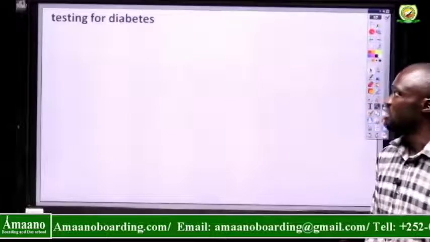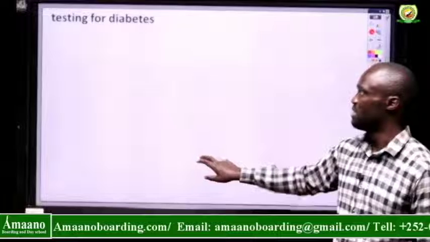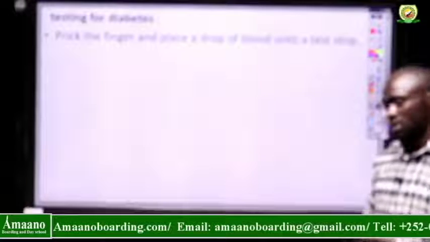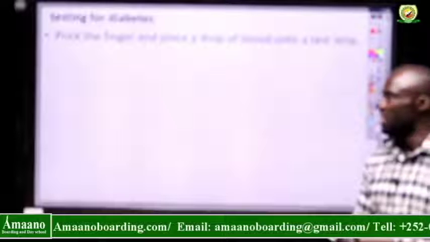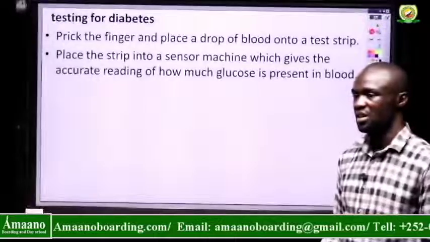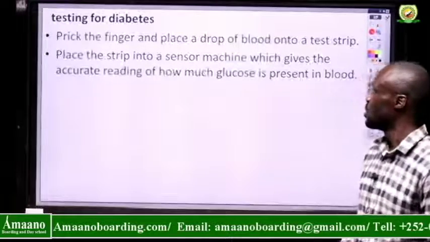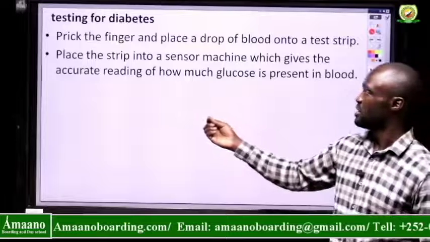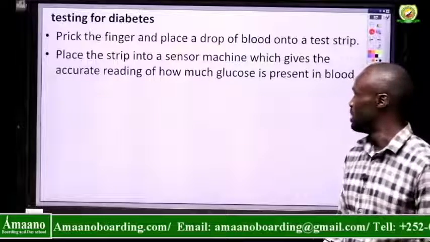We come to testing for diabetes. How do you know that you have diabetes? One, you can prick your finger, and as you prick it, you press, and you get a drop of your blood, you place it on a test strip. Then you place that strip in a sensor machine. This sensor machine is digital. It has a screen where it will read the amount of glucose in your blood.